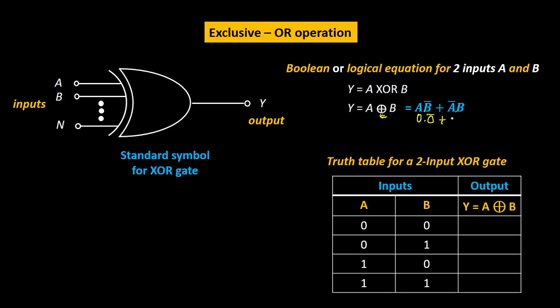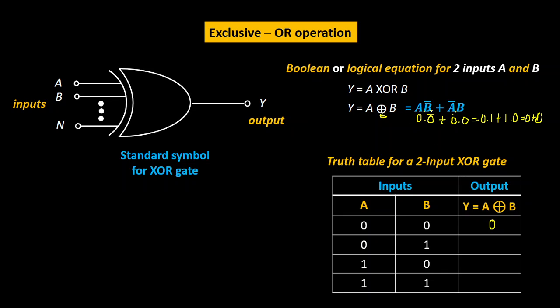Plus A is again 0, but its complement dot B, right? So 0 dot, what will be the complement of 0? It will be 1. So therefore 0 dot 1 plus 1 dot 0. Now you'll realize that 0 dot 1 is 0 and 1 dot 0 is also 0. So you'll get 0 plus 0, and now you know that 0 plus 0 output will be 0.